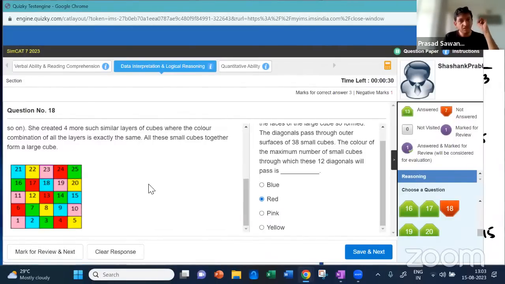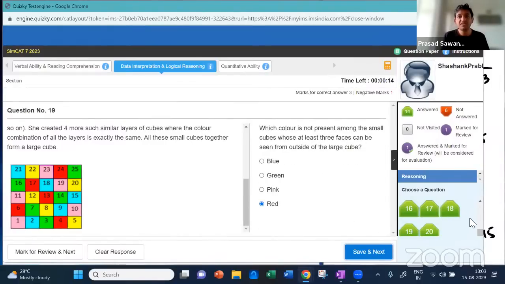Pink 1, 2, 3, 4, 5, 6 and 7, 8. So pink is not there. Yellow 1, 2, 3, 4, 5, 6. That's it. So I think red wins. Okay. So we have put in effort, let's mark that answer as well.